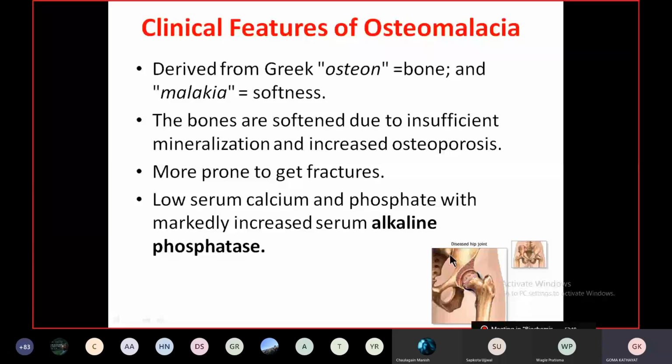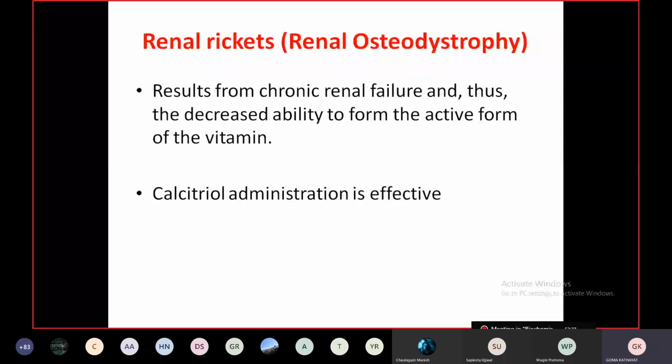Now coming to renal rickets, which is also known as renal osteodystrophy. It usually results from chronic renal failure, because if the kidney undergoes chronic failure, then there will be no activation of vitamin D. That leads to renal rickets, because the active form of vitamin D occurs in the kidney. So in that case, calcitriol has to be administered, and it will be effective.